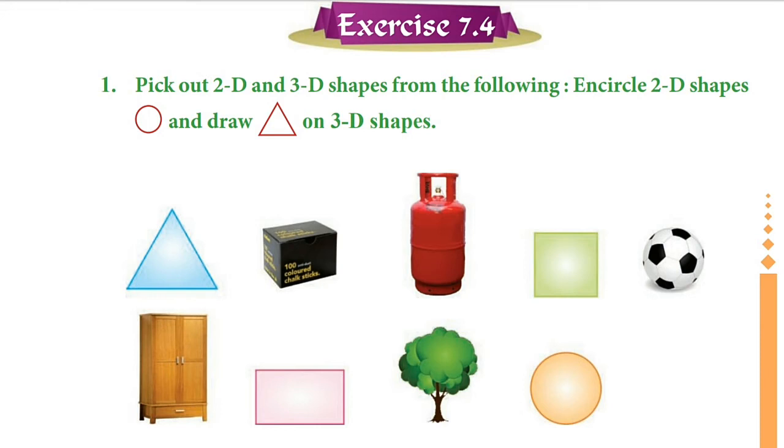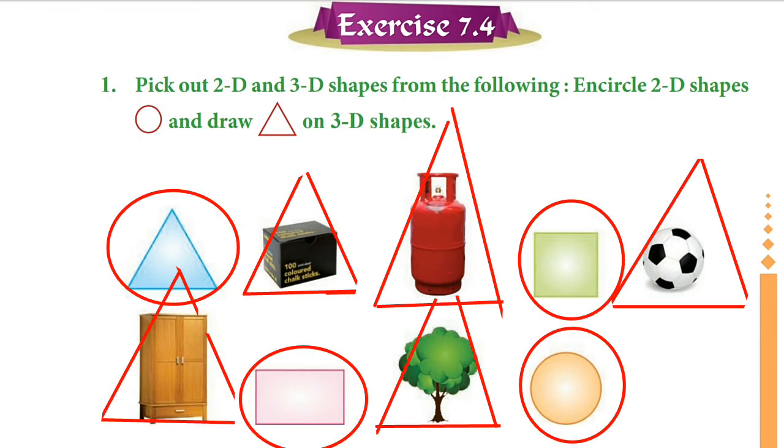So here the first figure we have is a triangle. So this is a 2D shape. Next we have this figure. You can see, this is a 3D shape because it occupies area as well as volume. Similarly, this is a cylinder. It occupies space, meaning area as well as volume, right? Next, we have a square. So this is a 2D shape, right?